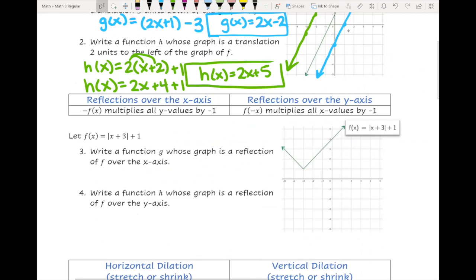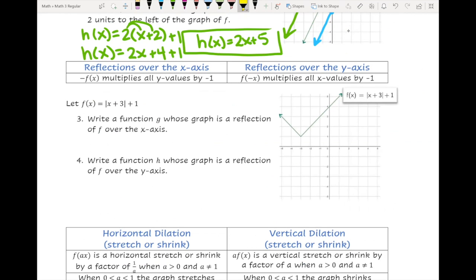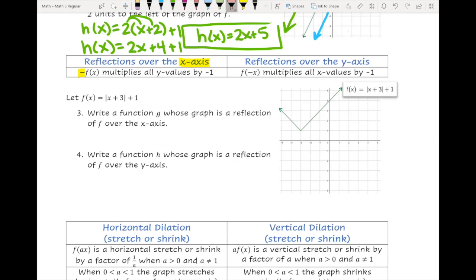We can also do reflections. So if you have a reflection over the x-axis, then you have a negative multiplied in front of the f of x. It's like you're changing the sign on all the y values. So to reflect over the y-axis, the negative is on the x. You are changing the sign of all of the x values.